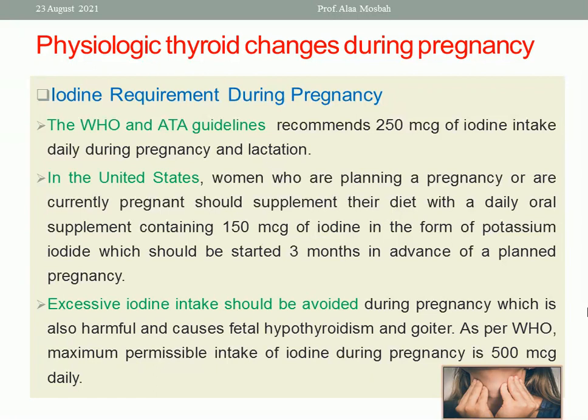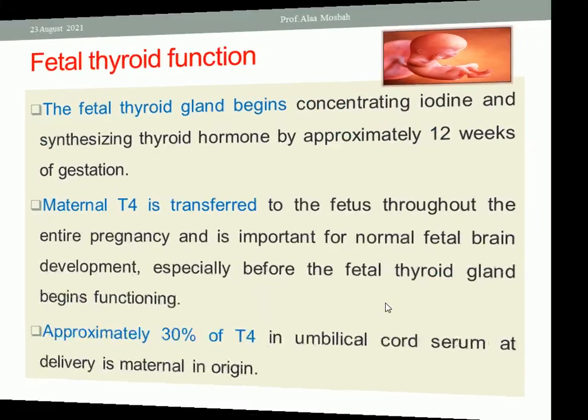So, although iodine is important, as I mentioned, and American women take 150 microgram per day of iodine in the form of potassium iodide daily during the first 3 months of pregnancy, they should never exceed the maximum dose, okay? And the WHO said that the maximum permissible intake of iodine during pregnancy is 500 micrograms, so intake should be below that, okay? That's why the WHO and the ATA guidelines recommend 250 microgram of iodine intake daily.